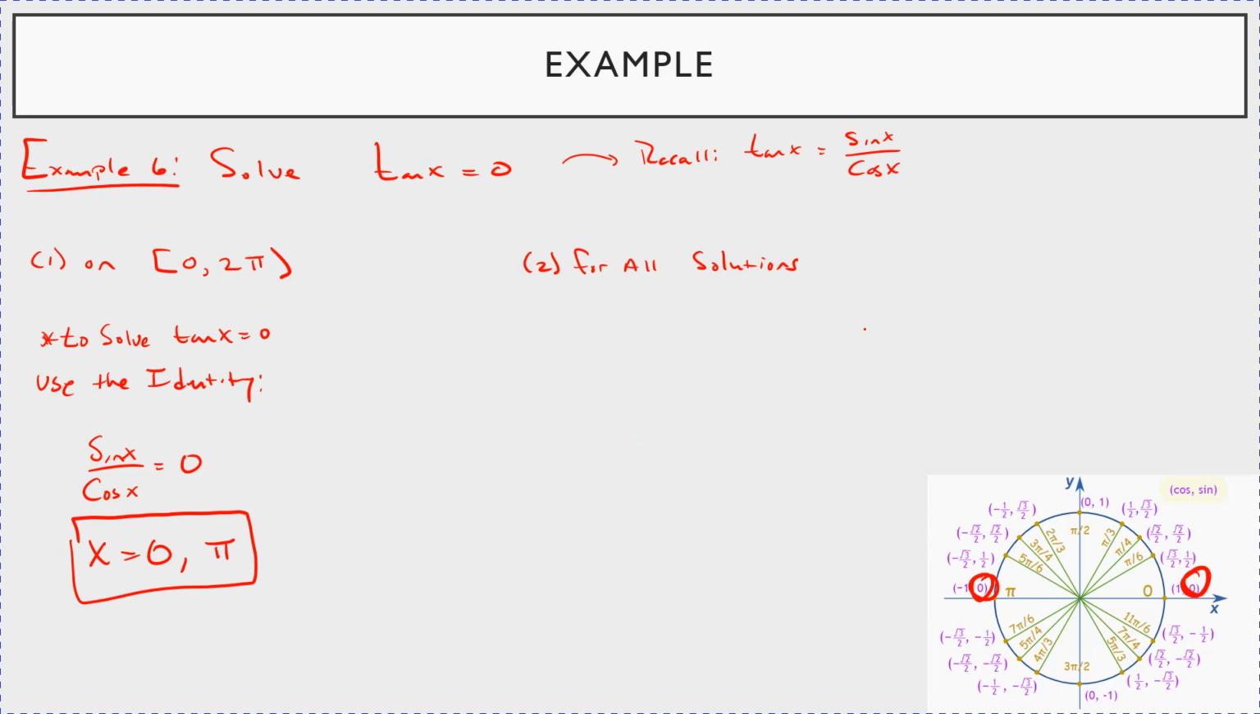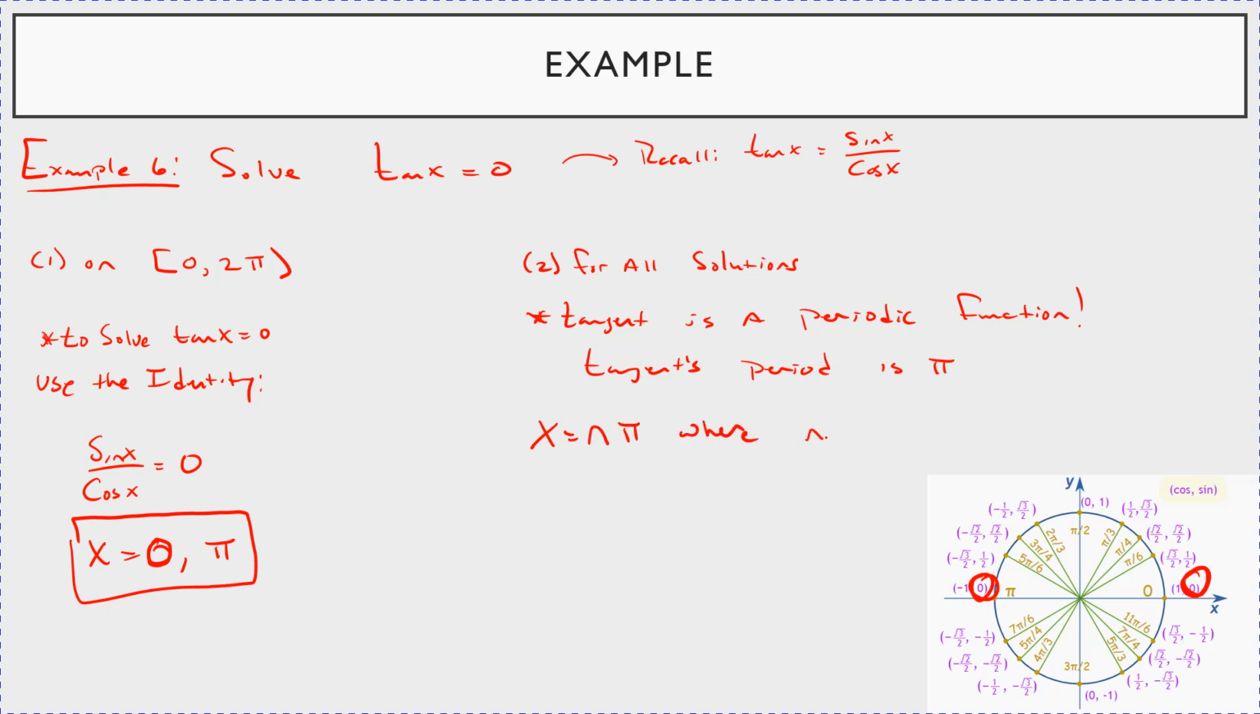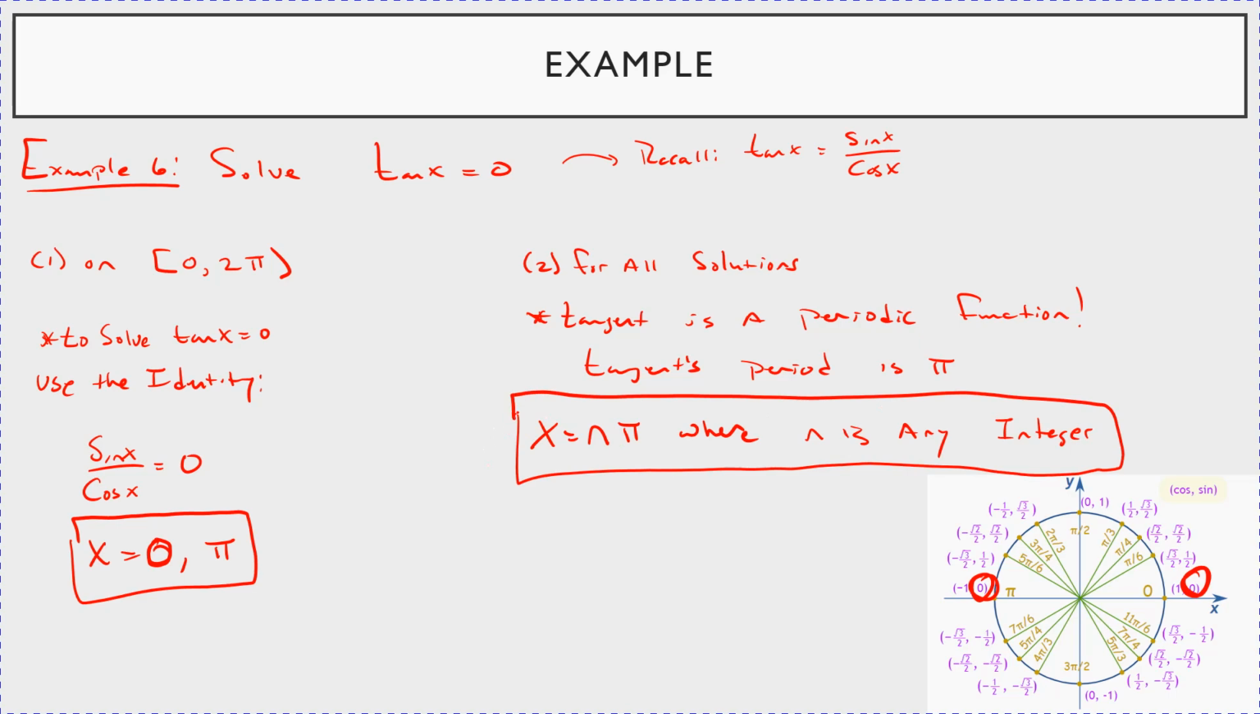All right, so now for all solutions here. Tangent is a periodic function, and tangent's period is pi. You can see this: pi, pi, pi, pi, you're getting back to 0. I know it seems like you do 0 plus n pi, but 0 plus n pi is just n pi. So the solution here is just n pi, where n is any integer. All right, so we got it.